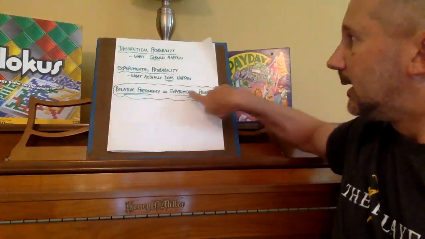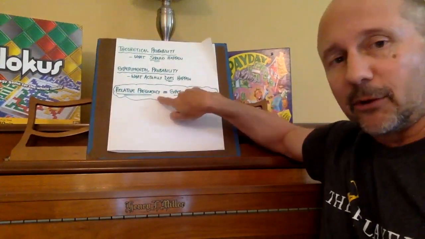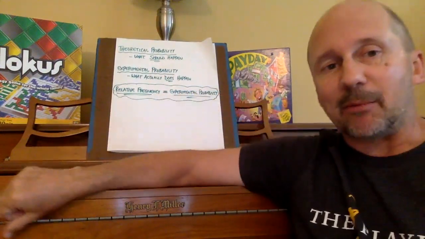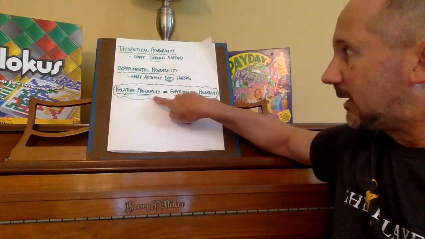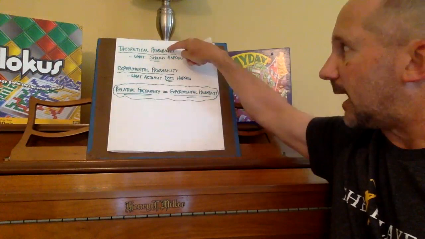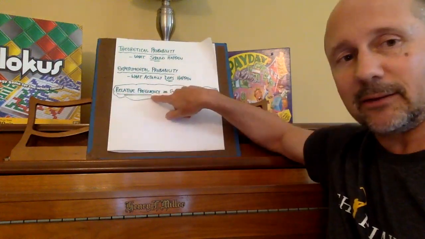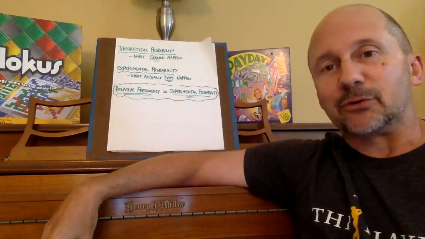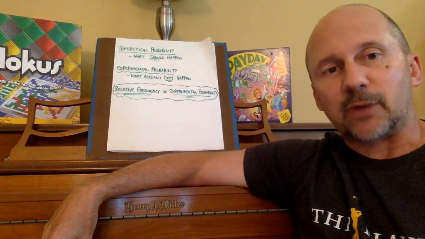One last thing. Relative frequency is a term they're going to throw out there, and it means the same thing as experimental probability. So if they ask you to compare the relative frequency with the theoretical, then do that. But if they ask you to explain the difference between the relative frequency and the experimental probability, they're the same thing. So keep that in mind. Those are 3 main terms that you need to know as far as vocabulary.